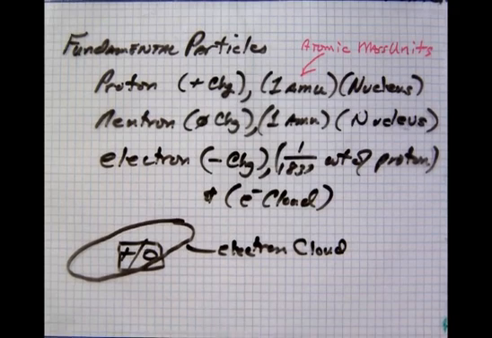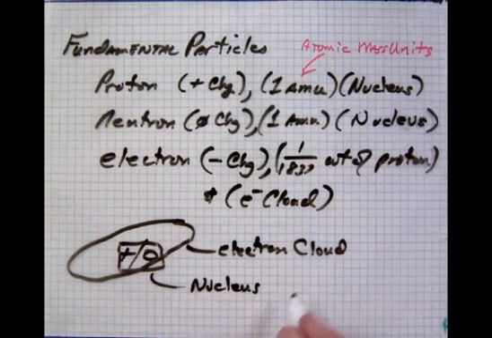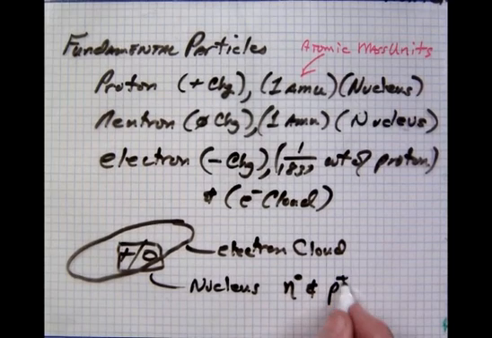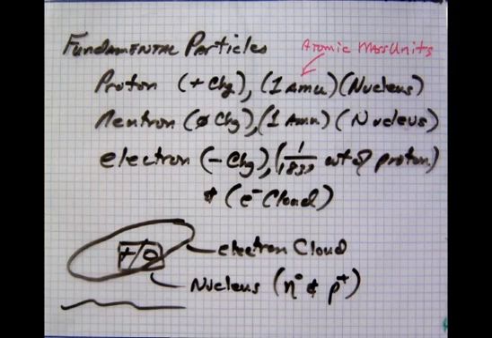The electron cloud contains electrons, okay? And the nucleus contains neutrons and protons, like that. Now specifically, how do you know how many of each? Well, that's the subject that we will deal with after break.